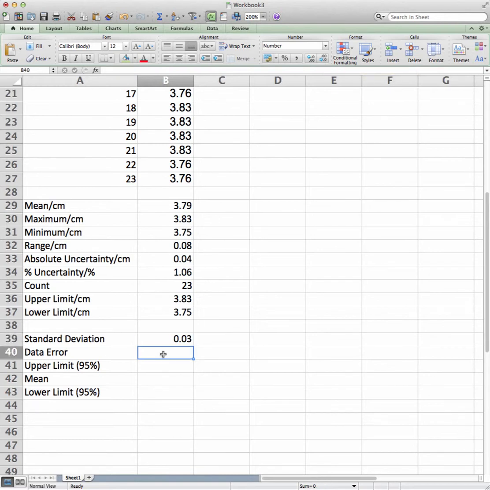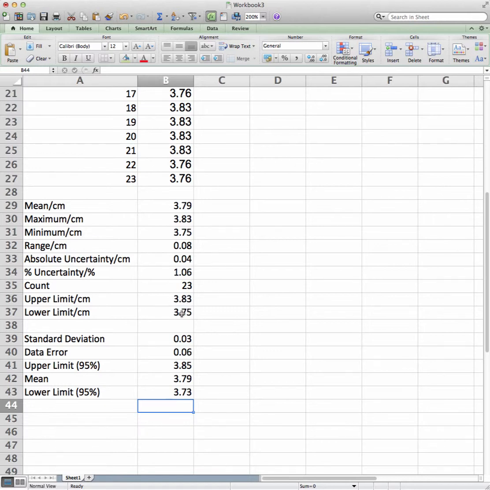The data error is equal to 2 times this number, and so notice that's 0.06. The upper limit is going to be equal to the mean plus the data error. And the mean is simply this number. And the lower limit is equal to the mean minus the data error.